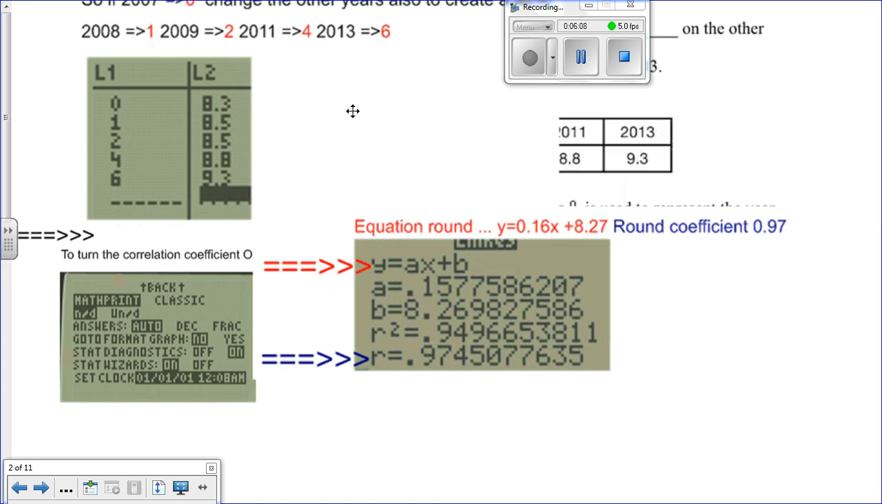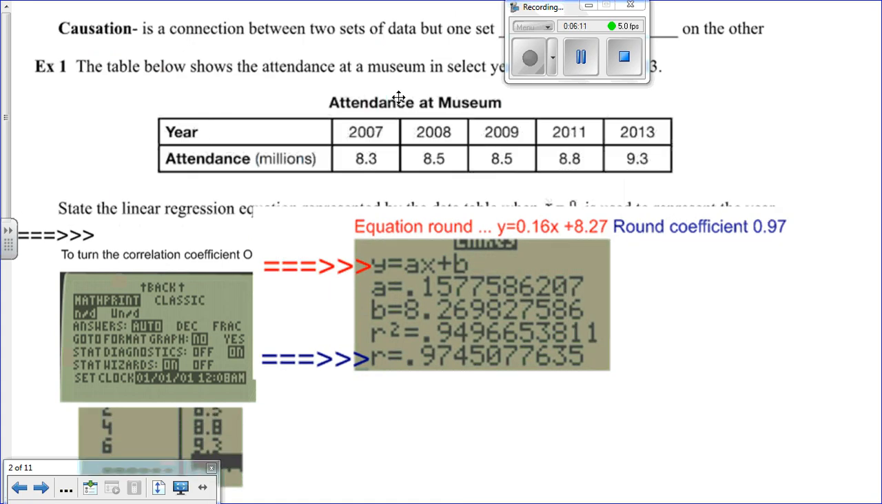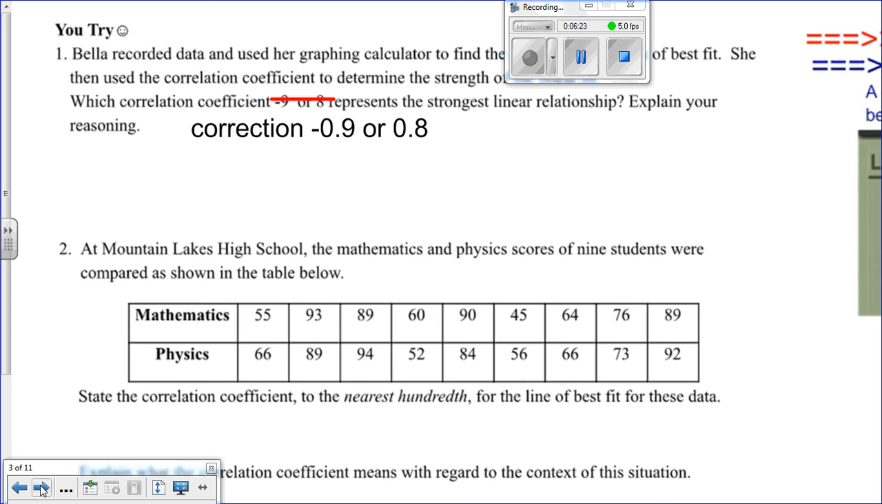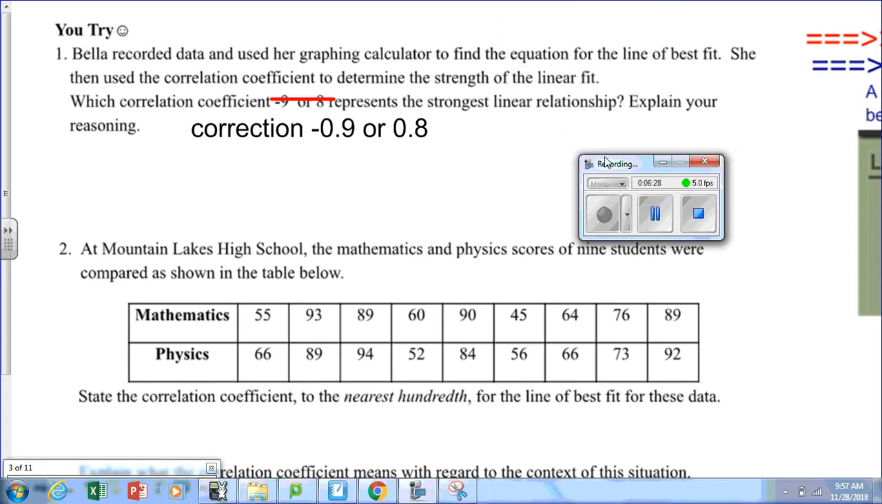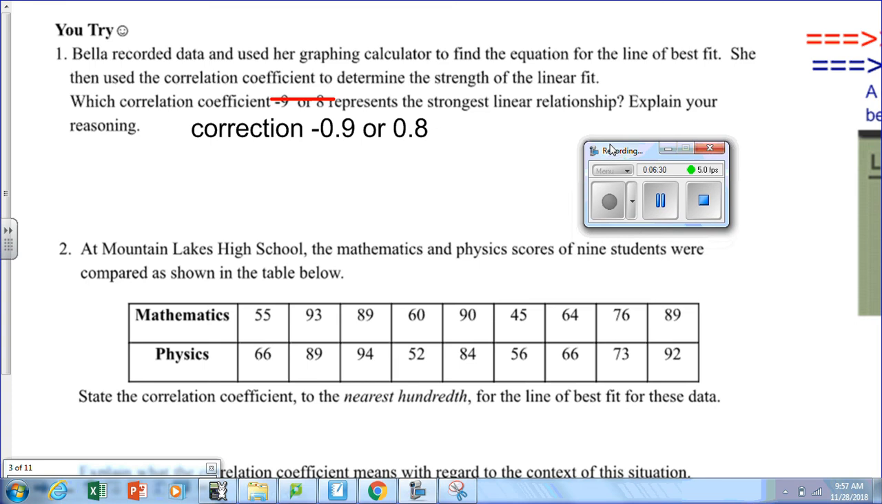All right, you read it silently as I read it aloud. Bella recorded data and used her graphing calculator to find the equation of the line of best fit. She then used the correlation coefficient to determine the strength of the linear fit. Which correlation coefficient, here's my correction, negative 0.9 or 0.8 represents the strongest linear relationship? Now explain your reasoning. Okay, let's go to our last question because I want to keep this under 9 minutes.